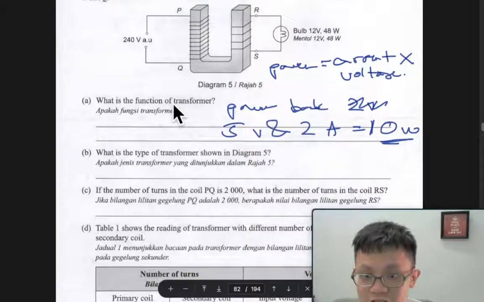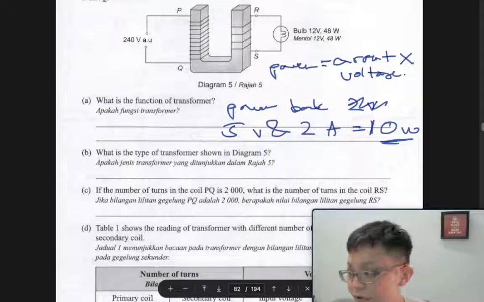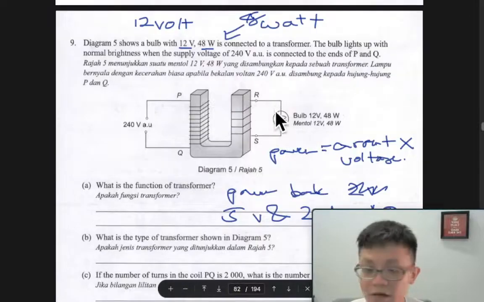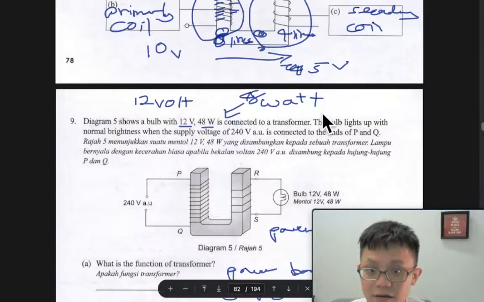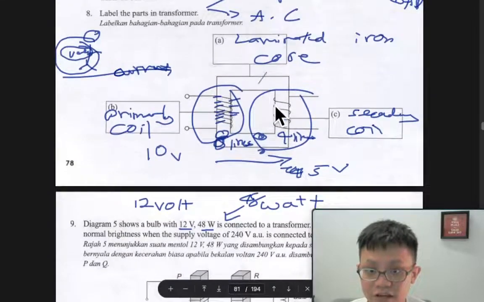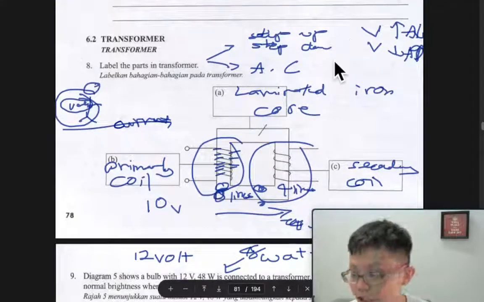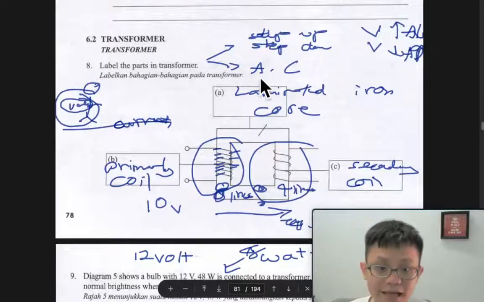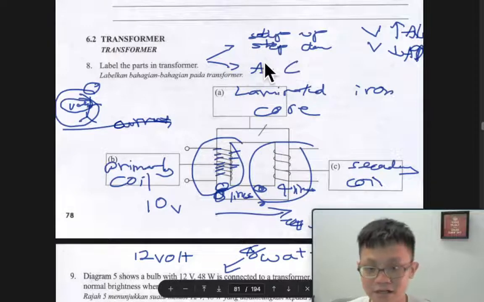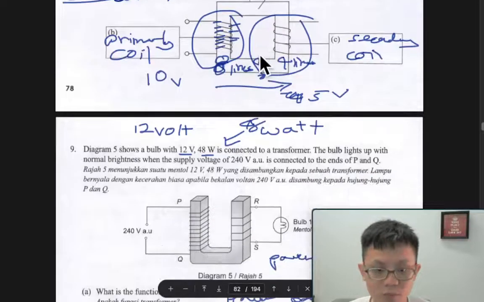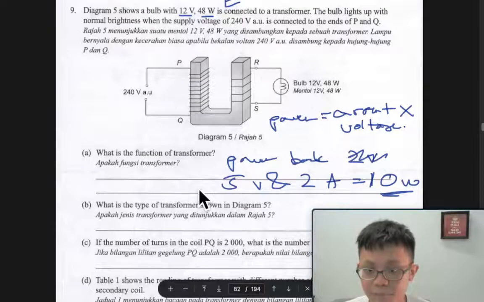Okay, the function of transformers, I think just now the student already mentioned, which is that the transformers can increase or decrease the potential energy or voltage by using alternating current. So this one the student just now already mentioned. You can find it in your book or Google, so I don't need to write it down.